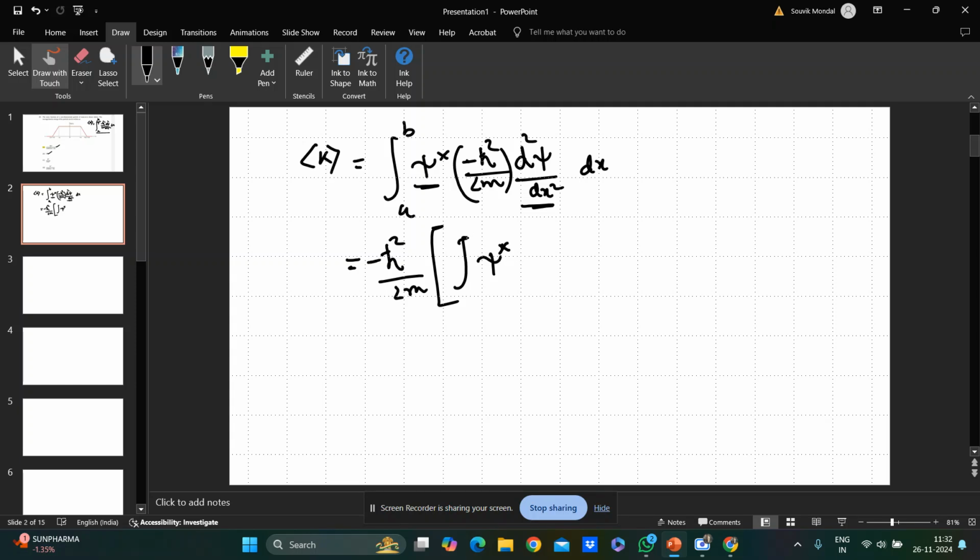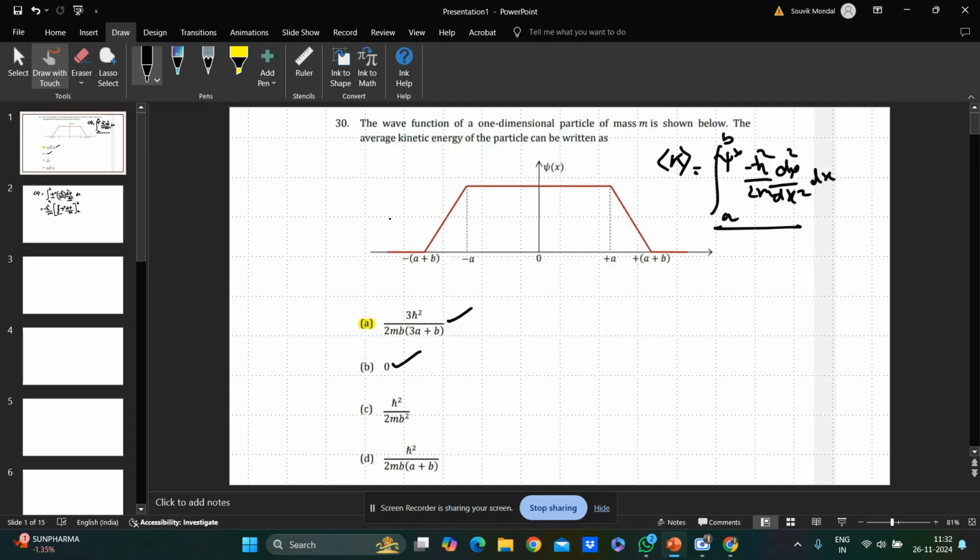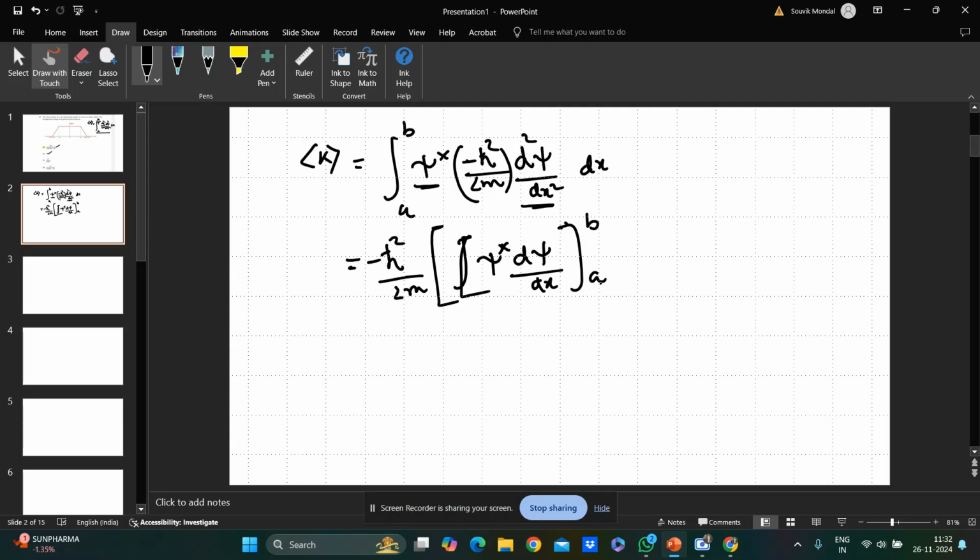Oh, sorry. This is psi star, and if you integrate this, you will get d phi dx with suitable limit a to b. Okay, so don't confuse with a and b in this question. There is also a and b. These are not this a and b. These are some other limits. So let me call this c and d, suppose. This is not the a b that is given in the question.